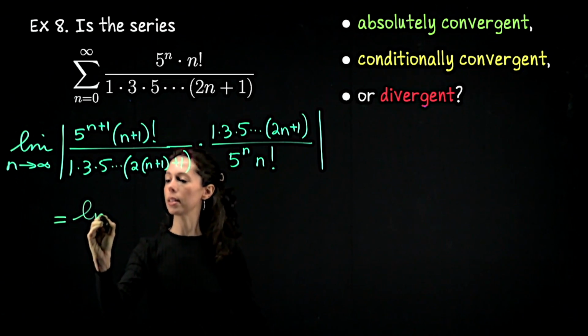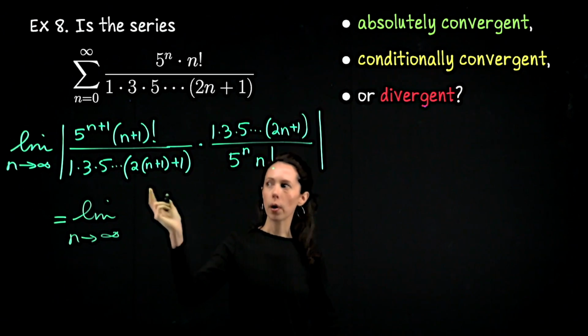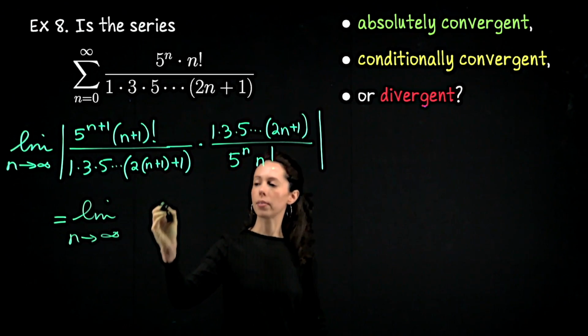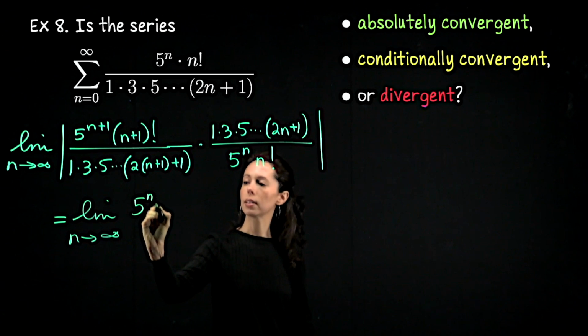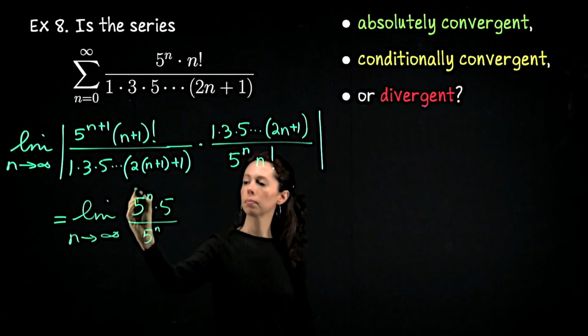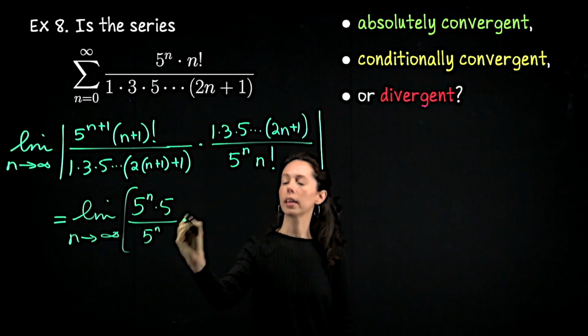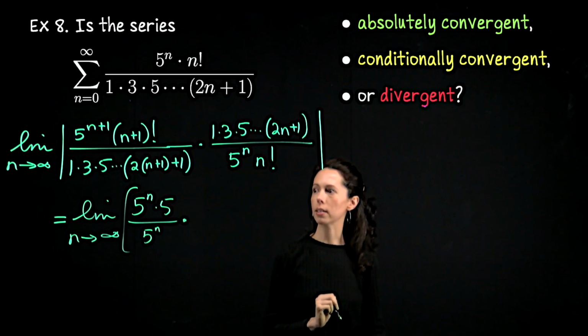This is going to be the limit as n goes to infinity. No need for absolute values here. Let me go ahead and write 5 to the n plus 1 divided by 5 to the n. In fact, I'll write 5 to the n times 5. That's what 5 to the n plus 1 is, divided by 5 to the n, just to really illustrate the cancellations that we run into with a ratio test.